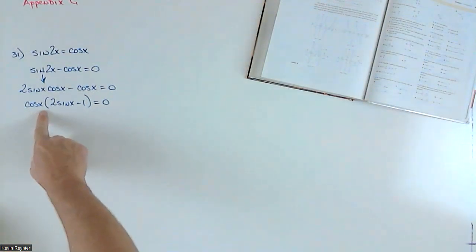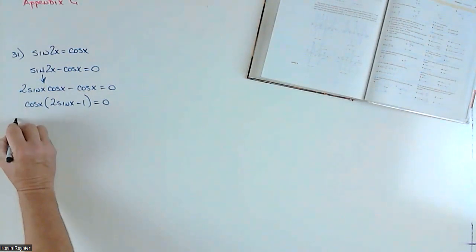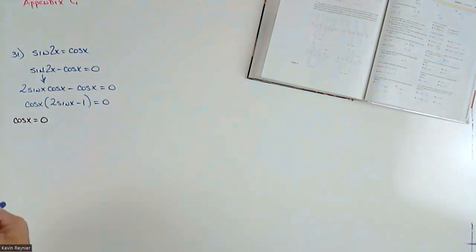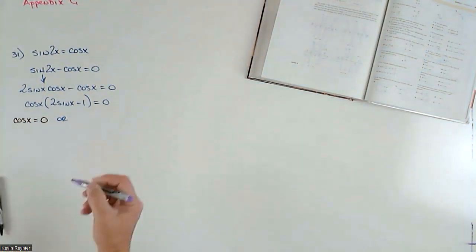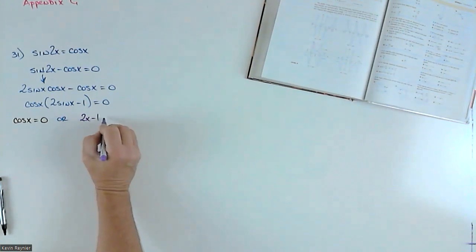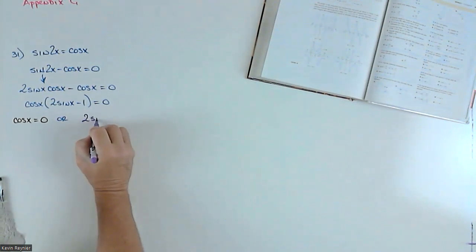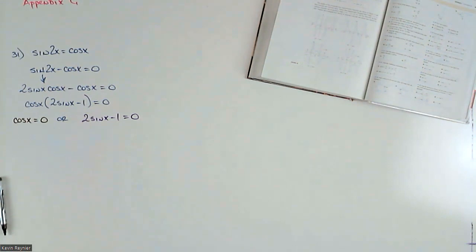We have something times something equals 0. When that happens in algebra 2, they said the first one is going to be 0, or the second one is going to be 0. Wish it was 2x, don't you? Instead of 2 sine x. But it's okay, we can solve these, right? These are things we know how to solve.